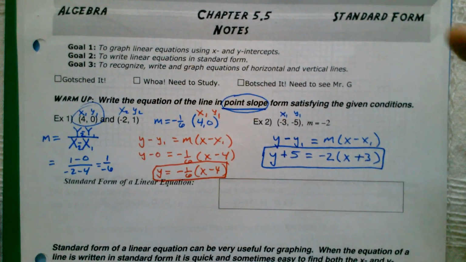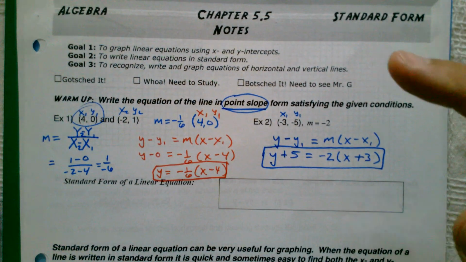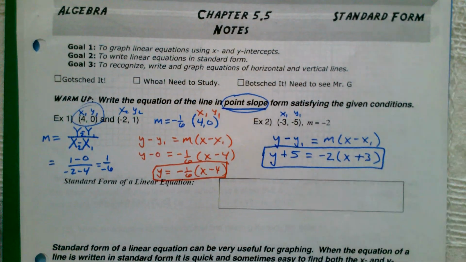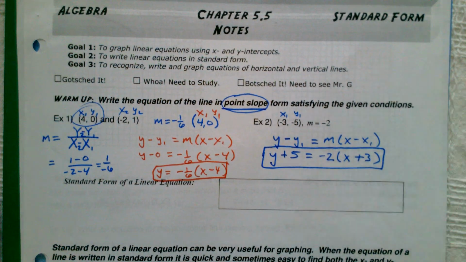Today we're going to take a look at something called standard form, and we're going to look at linear equations using x and y intercepts. And we're going to write linear equations in standard form. And then last but not least, one of the last things we do, we're going to write and graph equations of horizontal and vertical lines. So let's go ahead and get started.